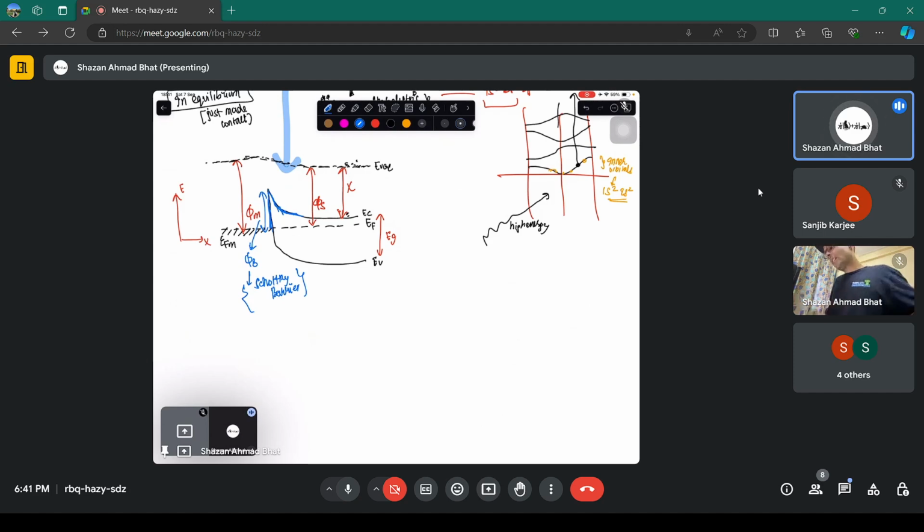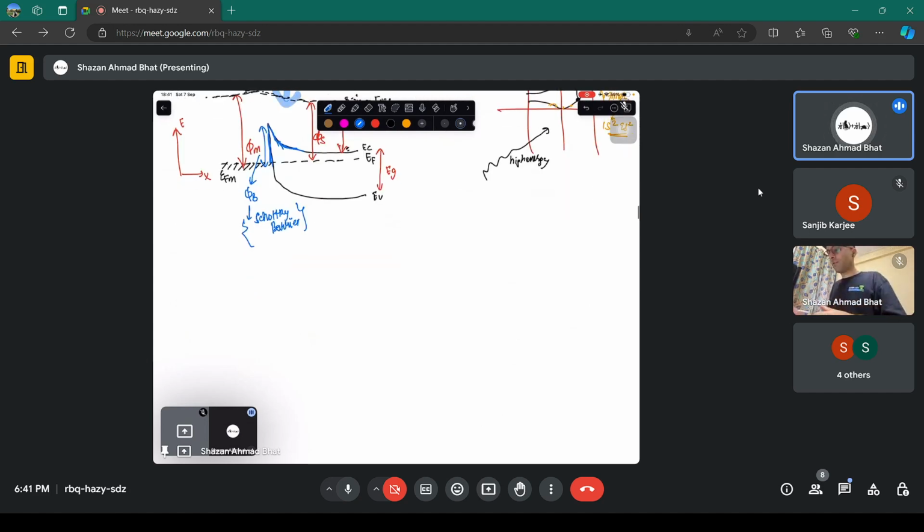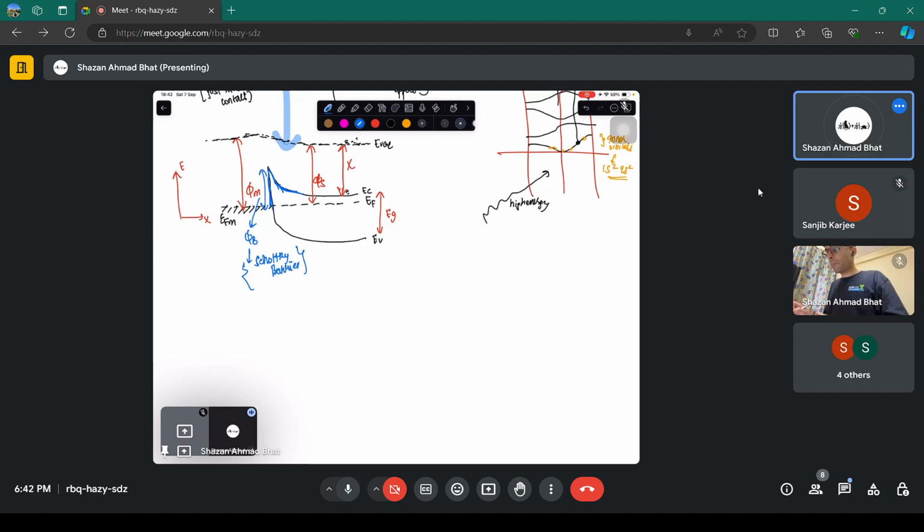Whenever people try to make contacts in devices, or whenever we connect a metal to a semiconductor, we don't want Schottky barriers to happen. We mostly want ohmic contacts to happen. What is ohmic and what is Schottky? That's what we will be talking about. There is something called rectifying contact, and there is something called ohmic contact.